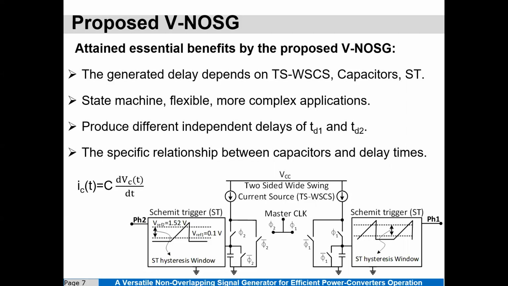For instance, in a half-bridge, TD1 and TD2 are the required delays for the high-side and low-side parts. Since the driving signal of the high-side power MOSFET passes through more stages, such as the level shifter and gate driver, than that of the low-side part, TD1 is required to be longer than TD2.